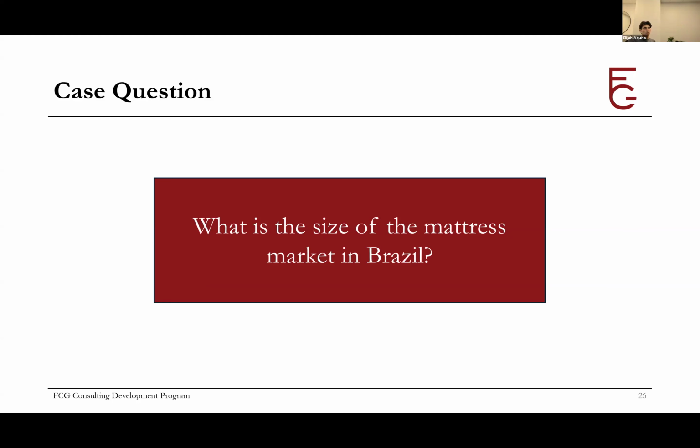Okay. So the first step in the 5-step approach to market sizing is clarifying the scope. And I guess in any question is getting those clarifying questions out the way. So I just asked you, what is the market size of mattresses in Brazil? Does anybody want to come off mute and ask any clarifying questions? If not, I'll just call on somebody random.